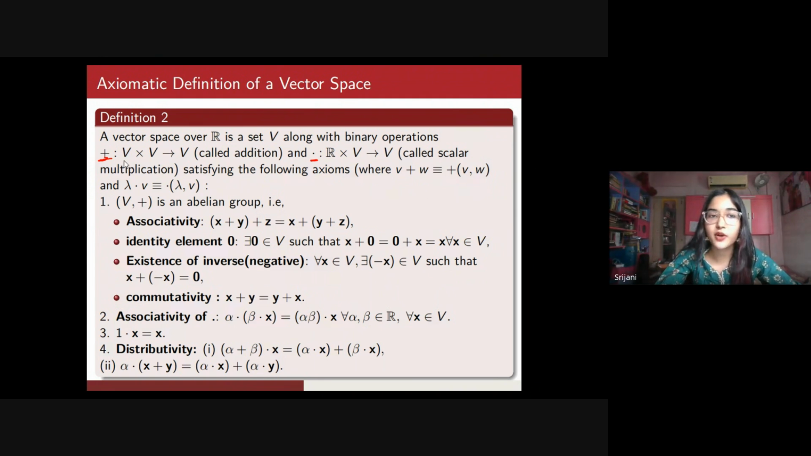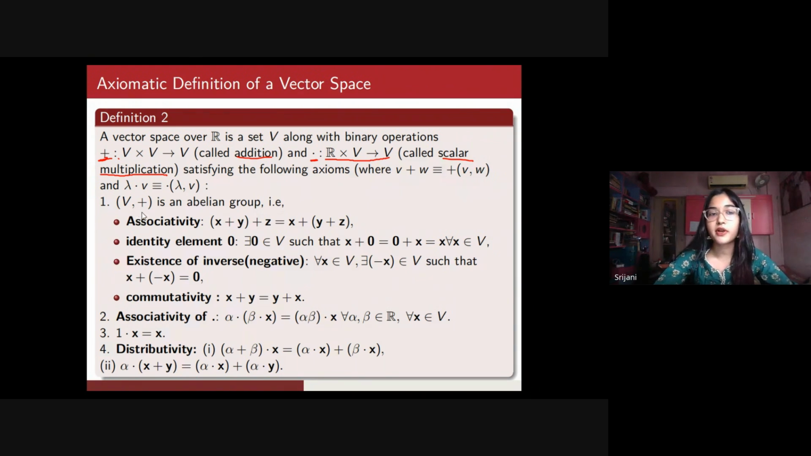So this plus is from V cross V to V, that is addition, and dot is from R cross V to V, that is scalar multiplication, which satisfies these properties. So this addition and multiplication is a very abstract thing. In R, or complex or rational numbers, we know what plus and dot exactly are. But we will see examples where this plus may not be the plus that we know about. So it is just a symbol for now. In the definition, it is nothing but a symbol with these properties.